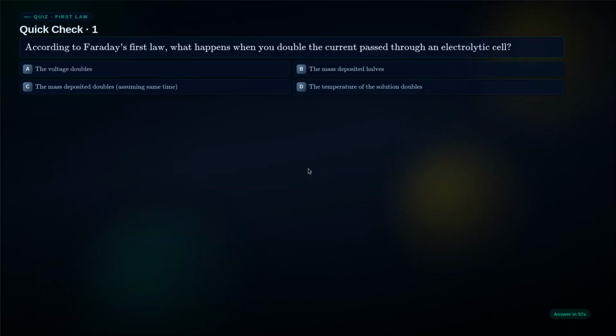Quiz time. According to Faraday's first law, what happens when you double the current passed through an electrolytic cell? Option A, the voltage doubles. Option B, the mass deposited halves. Option C, the mass deposited doubles, assuming same time. Option D, the temperature of the solution doubles. The correct answer is C. If the current doubles and time stays the same, the charge doubles, so the mass deposited doubles.